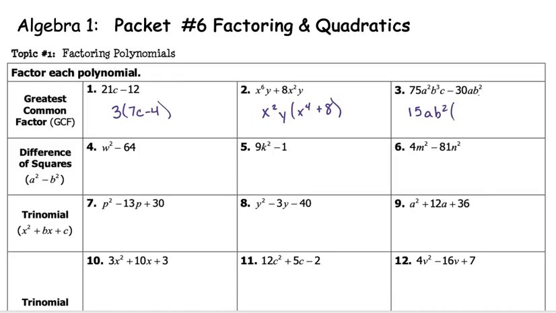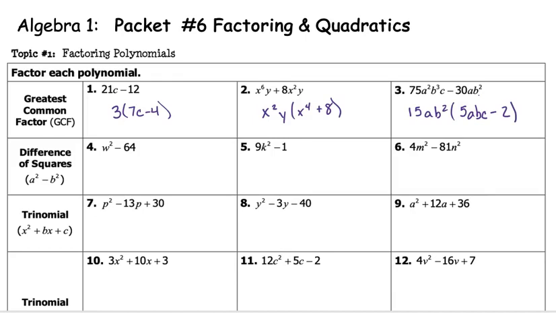So what does that leave me with? Well, 75 divided by 15 is 5. A squared, I took one of those a's out, so there's one a left. I took 2 of the b's out, so there's one b left. And that c is still there. Minus, well, 30 divided by 15 is 2. I took the a out, and I took the b squared out. So this would be my GCF coming out.